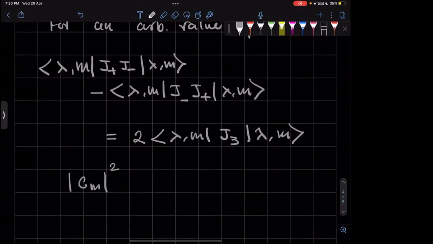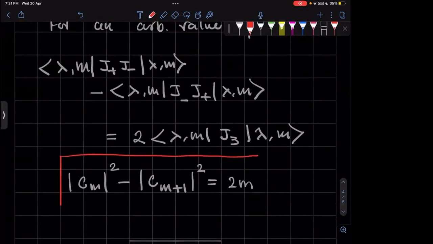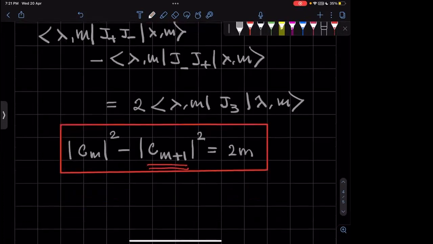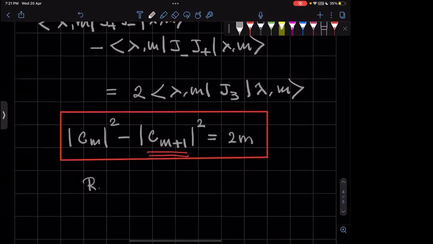Now it's a very easy exercise to show that this just gives me the modulus of cm squared minus the modulus of cm plus 1 squared equals 2m. Okay, so this is a very important equation that we now have. What kind of relationship is this? Can somebody tell me? Given a value, it's a recursive relationship or recursion relationship, right?